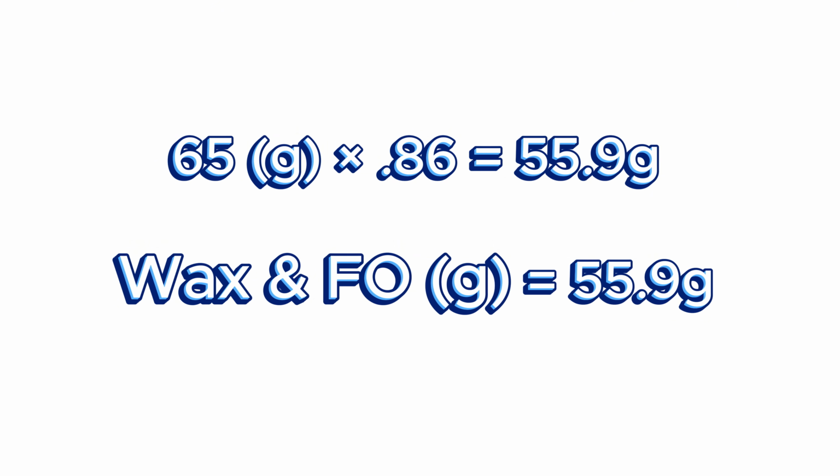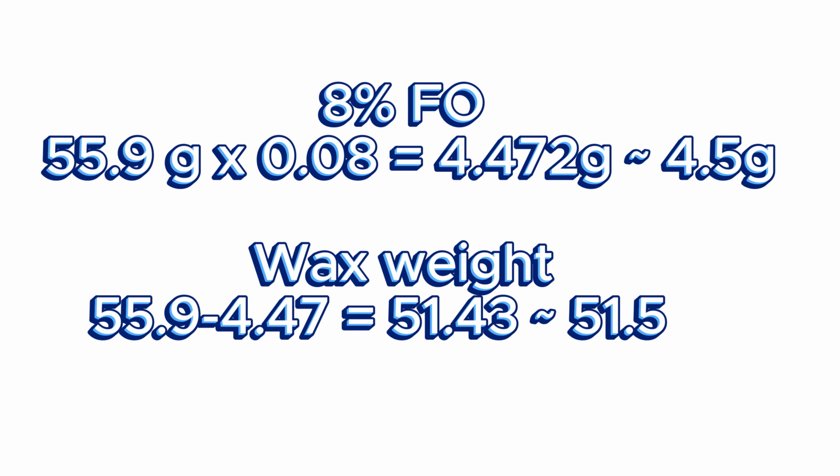So now I will show you how to calculate fragrance oil and wax in grams separately. For example, if we are using 8% fragrance oil, to calculate fragrance oil in grams, we will multiply 55.9 grams, which is the total weight we got for fragrance oil and wax, by 0.08 because it is 8%, and the answer is 4.472 grams, which rounded we can write as 4.5 grams of fragrance oil.